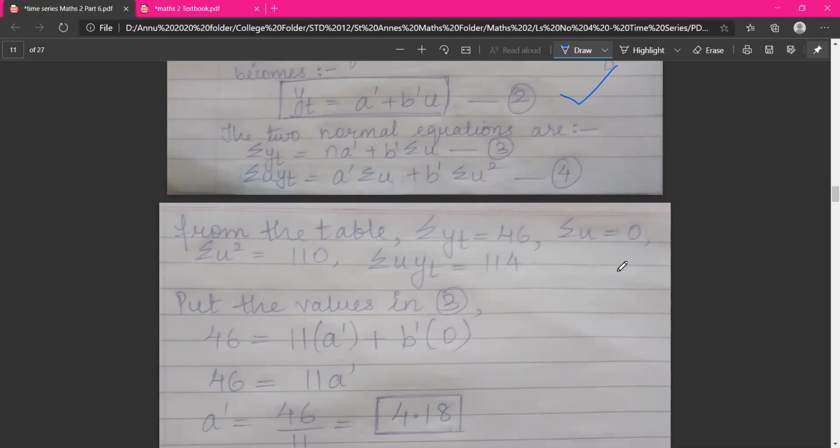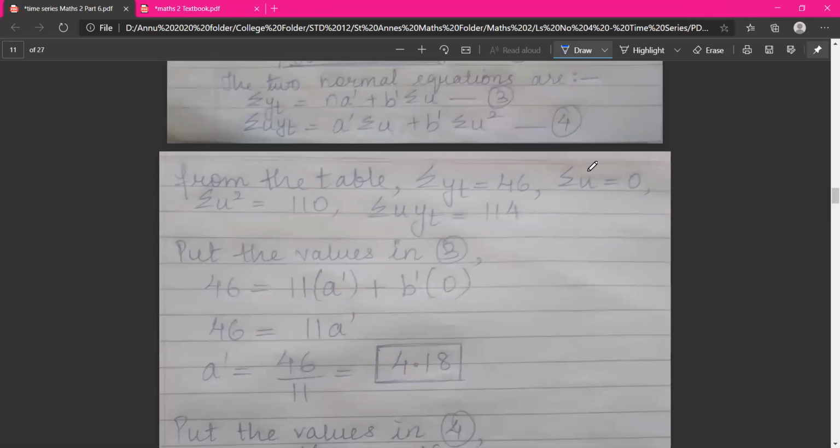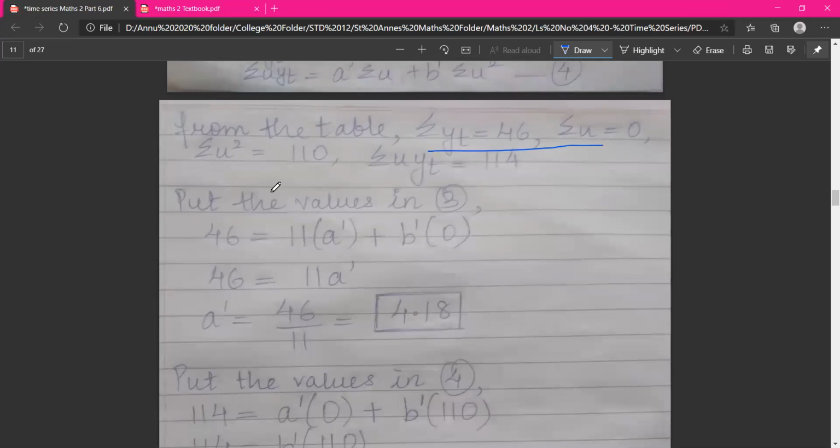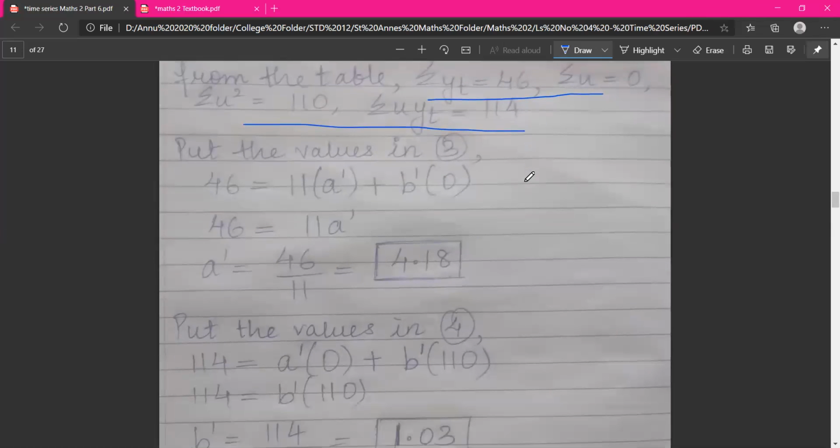Now we will be using the two normal equations which are given. So the two normal equations are: summation YT is equal to N into A dash plus B dash into summation U. उसको हम नाम दे देंगे equation number 3. And the next is summation U into YT is equal to A dash into summation U plus B dash into summation U square. इसको हम नाम दे देंगे equation number 4. Now remember class, from the table we had got the summation of the 4 values. I told you अपने को चारों लगेंगी. So now one by one we will substitute in equations 3 and 4.